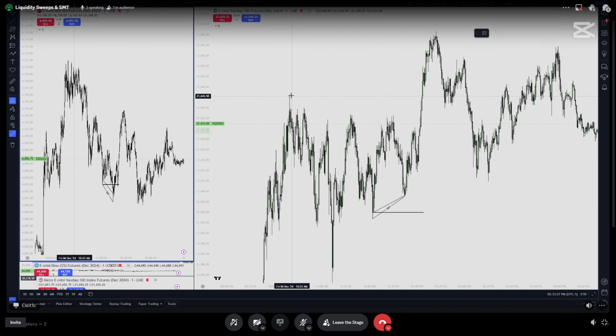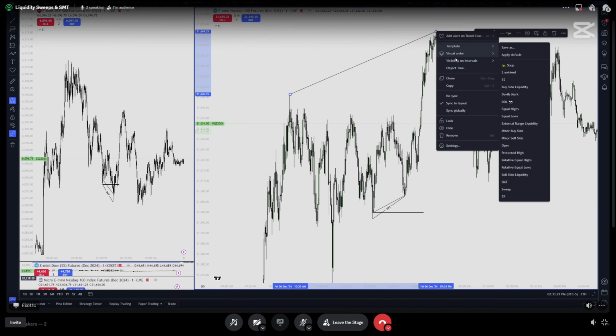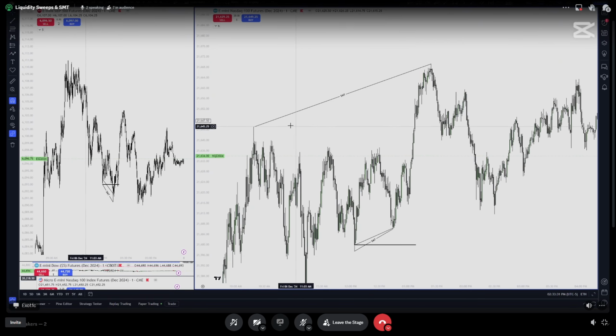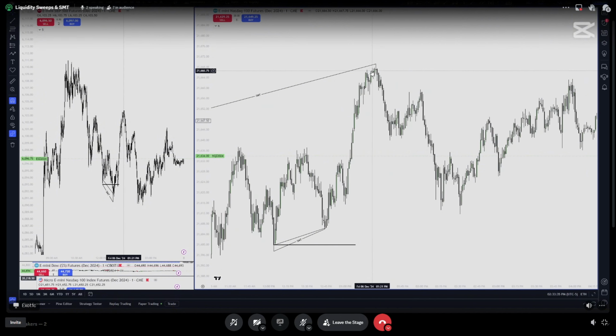What did we do after we ripped above all-time highs? Not only did we make this body SMT here, we had this wick SMT here with ES and NQ. What happened afterwards? We had a complete dump down. All right, does that make sense?